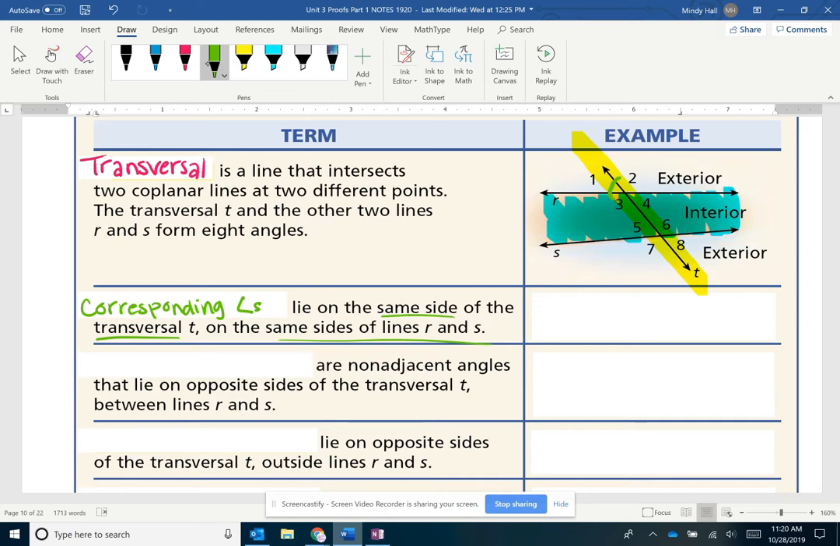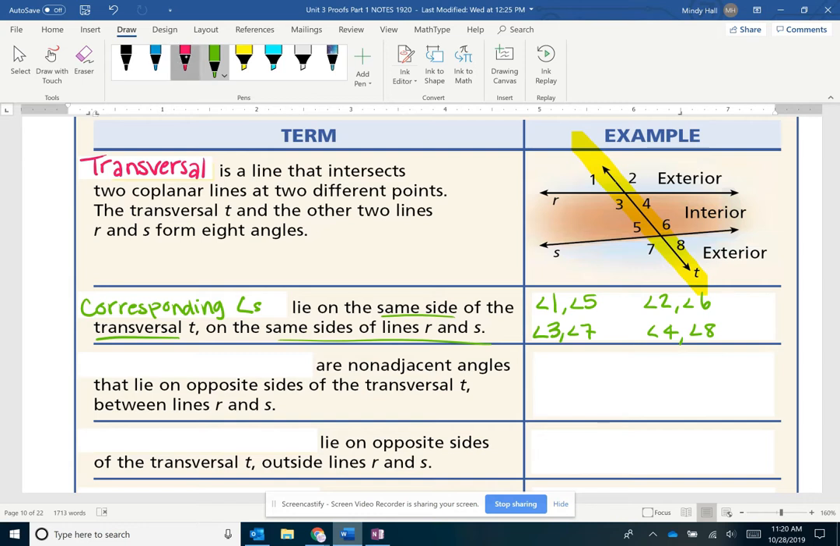So I have to go to my other line, and above it and to the left is angle 5. We could also have angle 3 and angle 7, angle 2 and angle 6, and angle 4 and angle 8.